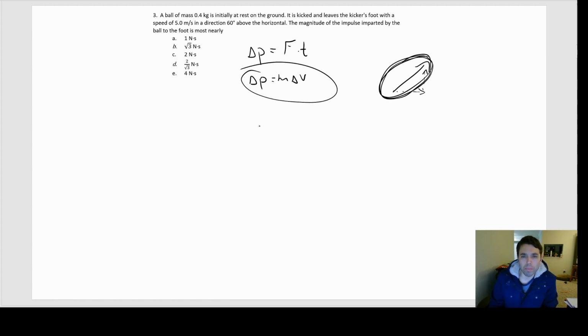So we know the mass of this ball is 0.4 kilograms. We know it leaves the kicker's foot with 5 meters a second. It was at rest initially, so initial velocity is 0. That's going to get us our delta p. Delta p equals 0.4 times 5 minus 0, which is 2. So 2 Newton seconds. Newton seconds are the other unit for impulse. So there you go, 2 Newton seconds of impulse to the ball. All right, that's number 3.